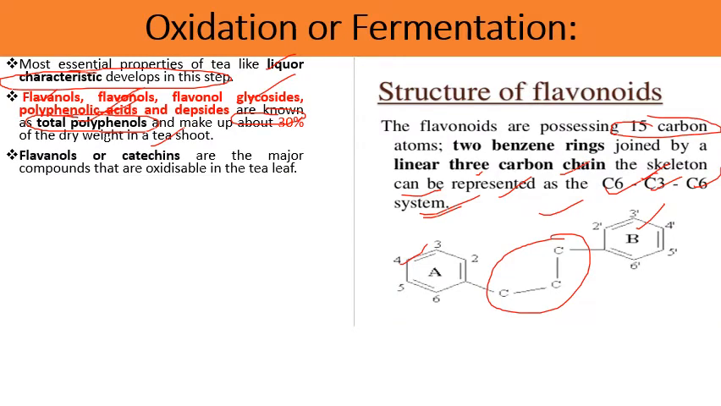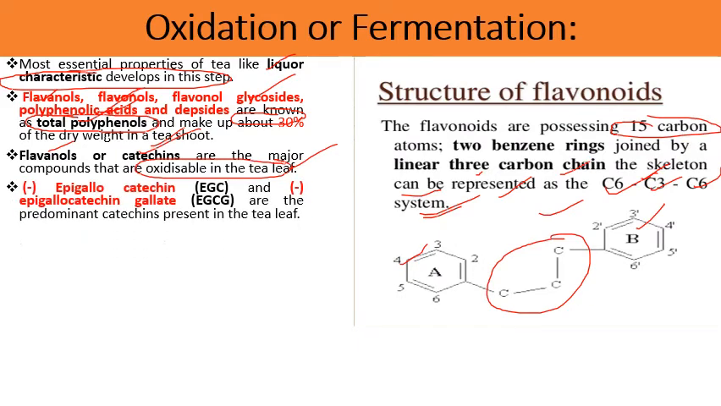Flavonols or catechins are the major compounds that are oxidizable in the leaf. तो जो oxidation होती है leaf में chemicals की वो हैं 2 chemicals, flavonols or catechins, which undergo the process of oxidation. Then epigallocatechin, which is a type of catechin that is abbreviated as EGC, and epigallocatechin gallate, abbreviated as EGCG, are the predominant catechins present in tea leaves. So ये 2 important catechins present होते हैं tea leaf में.